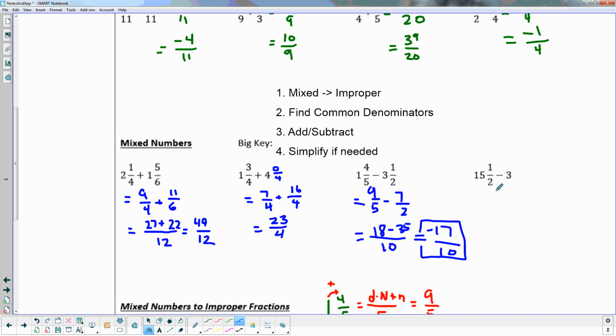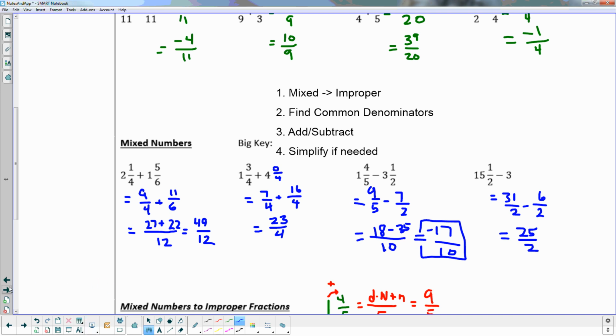This last one here, I have 15 and 1/2, so that's going to be 2 times 15 is 30 plus 1 is 31 halves. Minus, I'll do the same thing. I want it to be something over 2. And so the way I do that is 2 times 3 is 6. So 6 over 2. And we have our common denominators. 31 minus 6 is 25. So 25 over 2 would be our answer there.